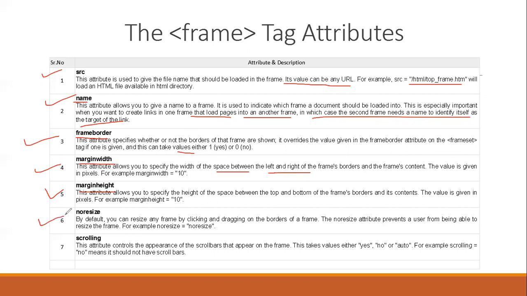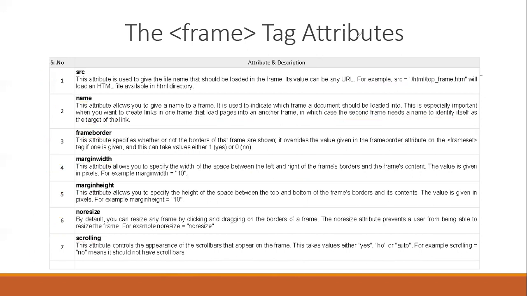Then noresize. By default you can resize the frame by clicking and dragging on the borders of the frames. So noresize will prevent the user from being able to resize the frame. How will you write it? You will write noresize equals to noresize. If you do not want the user to scroll, then you can remove the scroll by giving yes or no, for example scrolling equals to yes or no. So these are some attributes of the frame.